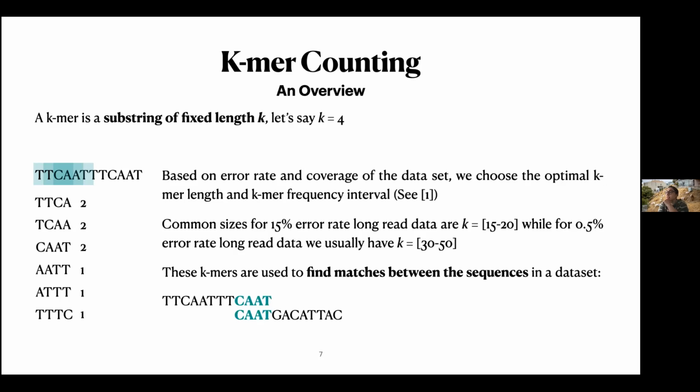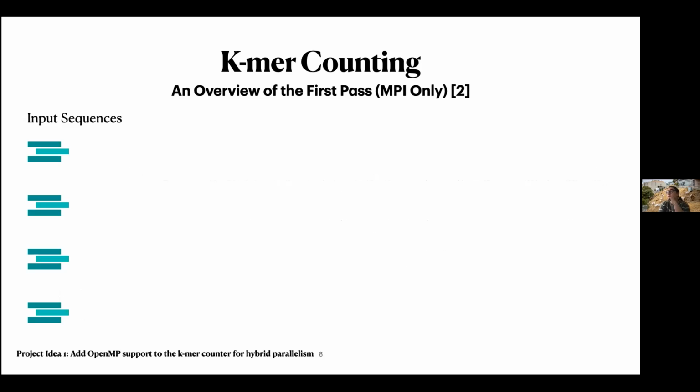And so the idea, as I mentioned, is that we want to use these k-mers as seeds to find matches. So now I'm going to go a little bit into the detail on how the k-mer counting works, mostly because one of our project ideas is about the k-mer counting. So I want students to know more or less what's going on here. The k-mer counting is MPI only, and it's composed of 2 main passes.